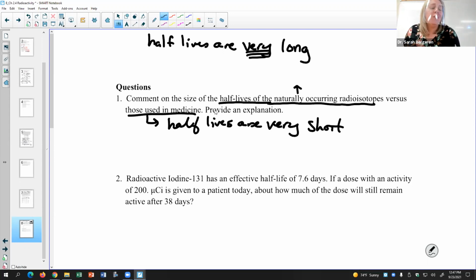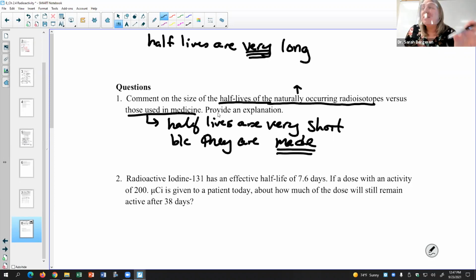So are radioactive isotopes used in medicine typically naturally occurring? No. What do we do? We make these in the lab, right? Because they are made by bombarding isotopes with neutrons, making unstable isotopes that will degrade very quickly. And we won't find them in nature because they degraded right away, right? Okay. So half-lives are very long. Here, half-lives are very short because they're made.